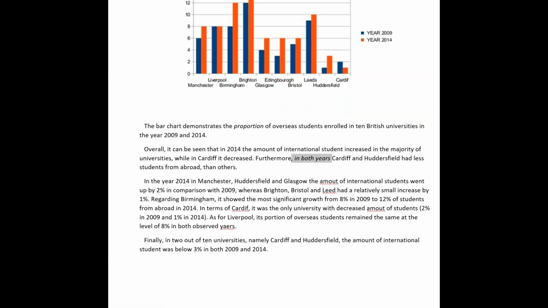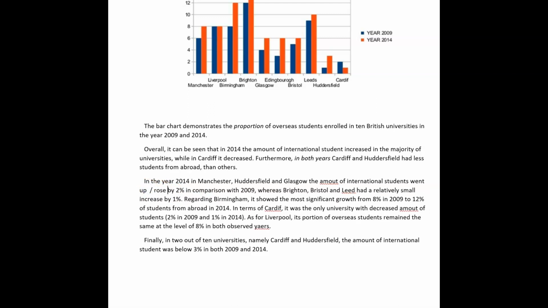In 2014, Manchester, Huddersfield and Glasgow, the amount of international students went up by 2% in comparison, whereas had a relatively small increase. Spelling that amount, and instead of went up, you could have rose. So you really want to add in some good vocabulary as you are doing this. Okay, rose by 2%, whereas in Brighton, Brighton leads universities, you have to say that.